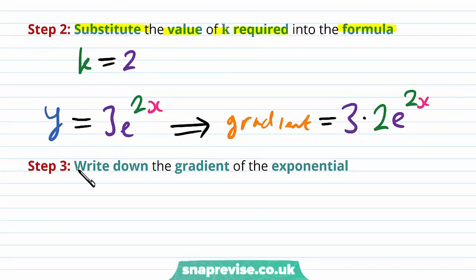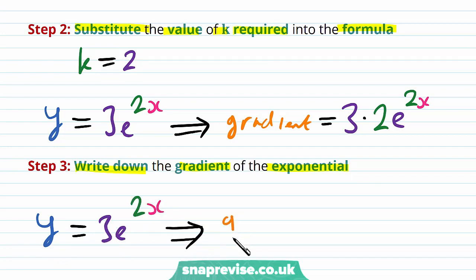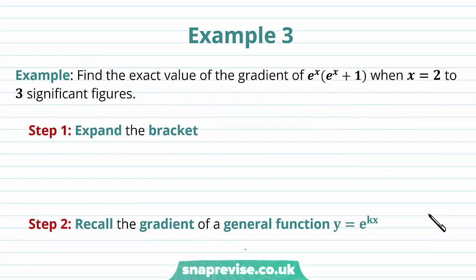Our last step is to write down the gradient of the exponential. For our y, which is equal to 3e to the power of 2x, the corresponding gradient is 6e to the 2x. Our last example asks us to find the exact value of the gradient of e to the x multiplied by e to the x plus 1 when x equals 2, to 3 significant figures.